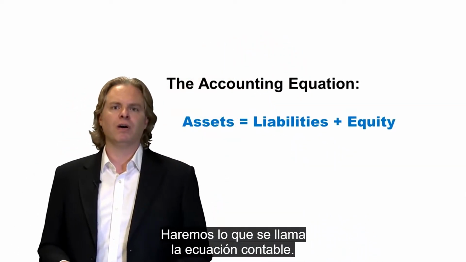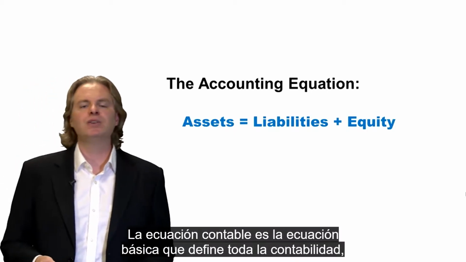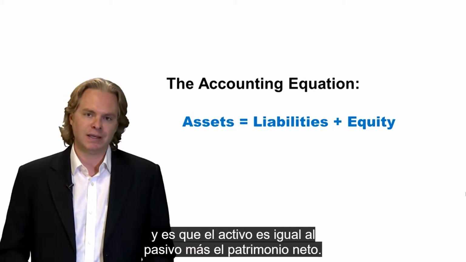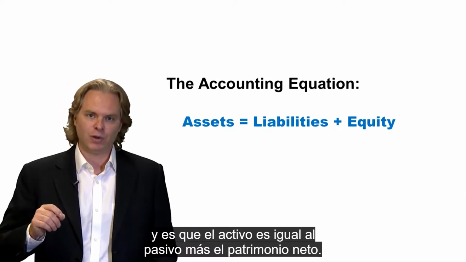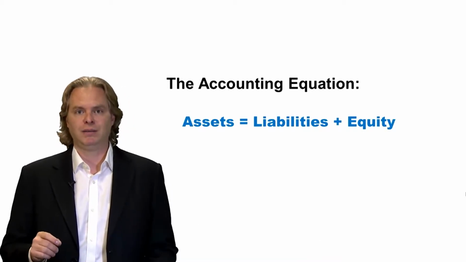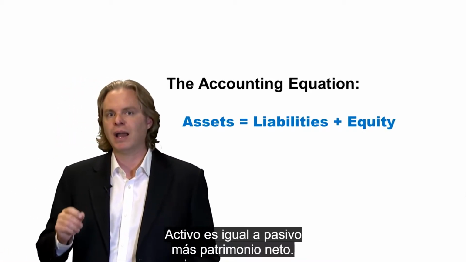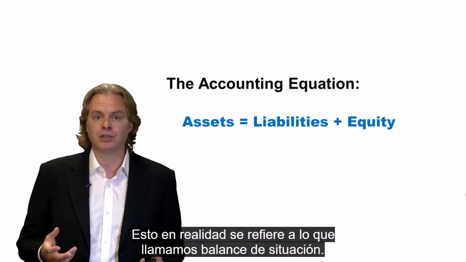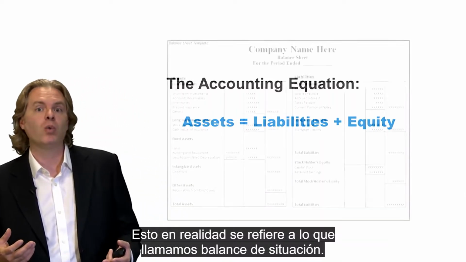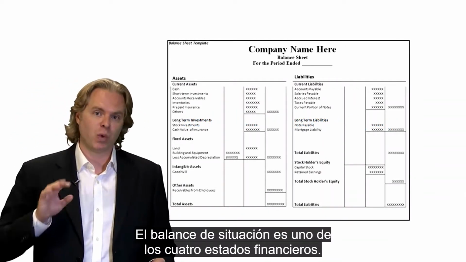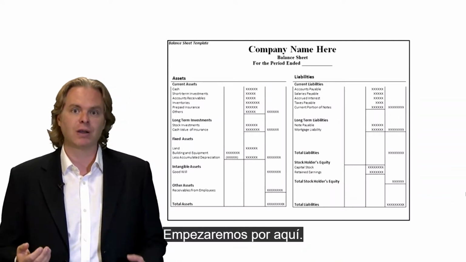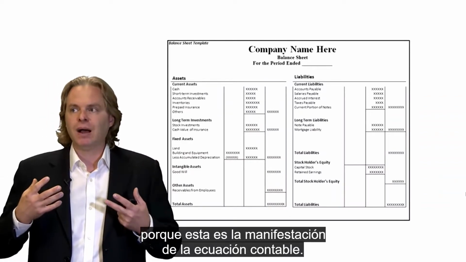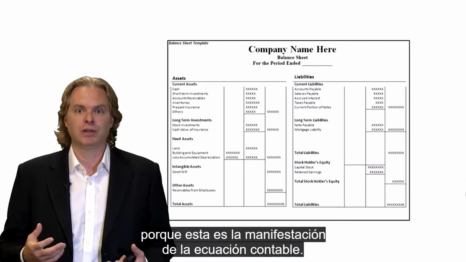We're going to go to what we call the accounting equation. The accounting equation is the basic equation that defines all of accounting. And this is: assets equal liabilities plus equity. Assets equal liabilities plus equity. That's it. Now, what this really refers to is shown on what we call the balance sheet. The balance sheet is one of the 4 financial statements, and we're going to start there. Most people do. Because this is the manifestation of the accounting equation.